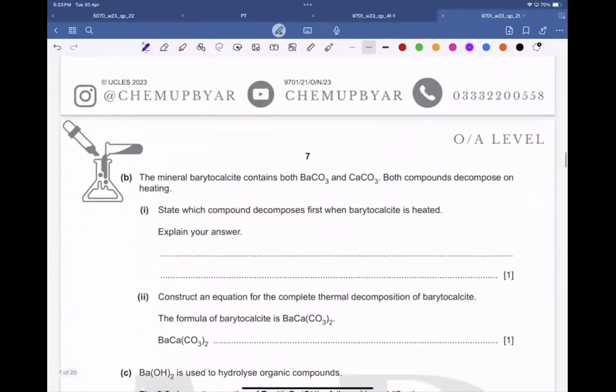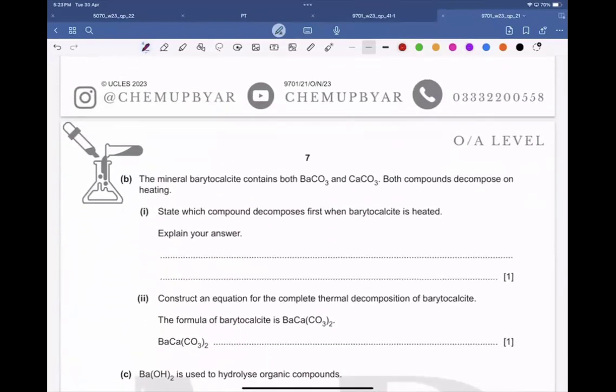Now, part B. The mineral barytocalcite contains both barium carbonate and calcium carbonate. Both compounds decompose on heating. Okay. State which compound decomposes first when barytocalcite is heated. Explain your answer.